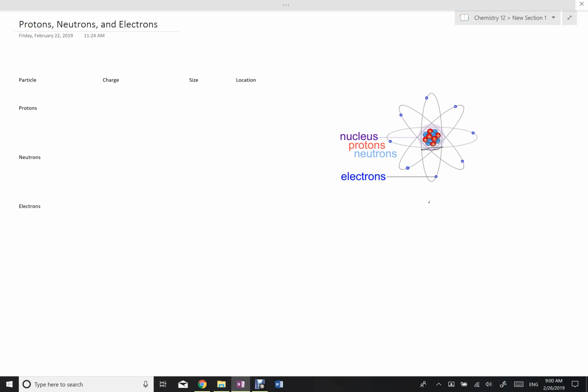dense spot. In the nucleus, we have two of the particles, the protons and the neutrons. The protons have a positive charge, positive, and the neutrons have no charge.